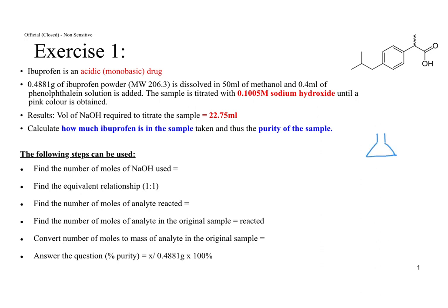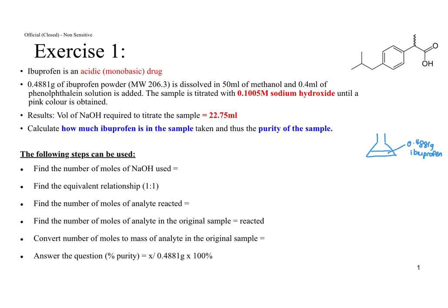So let me just draw this in a conical flask. We have 0.4881 gram of ibuprofen, and this is dissolved in 50 ml of methanol.